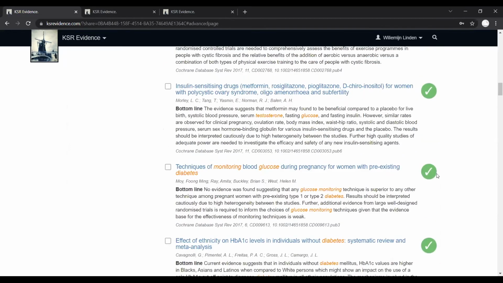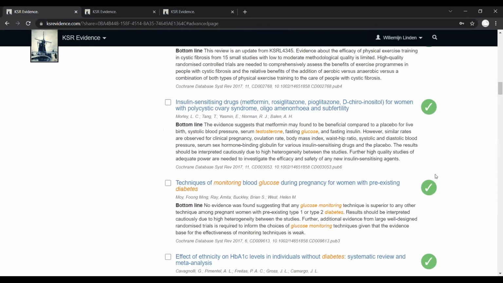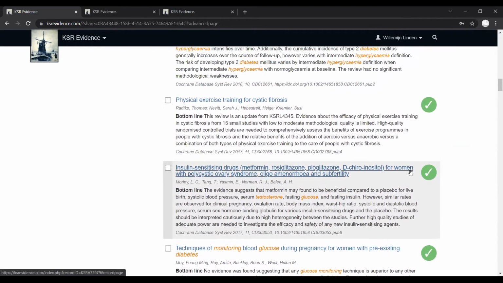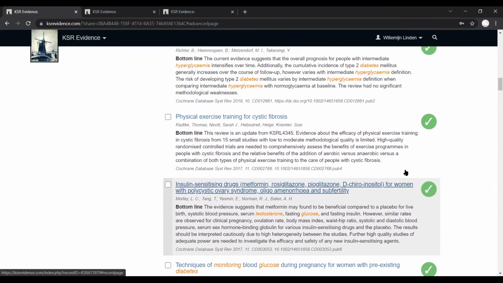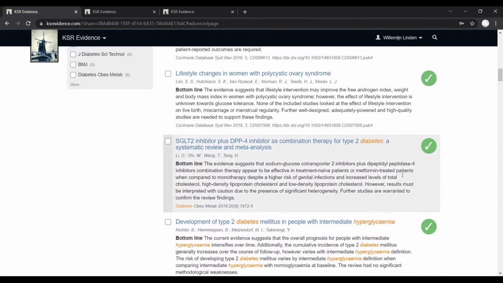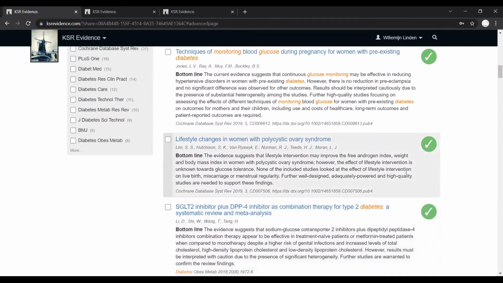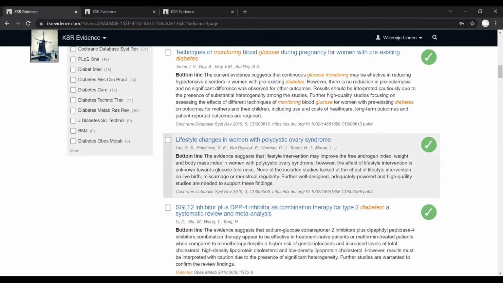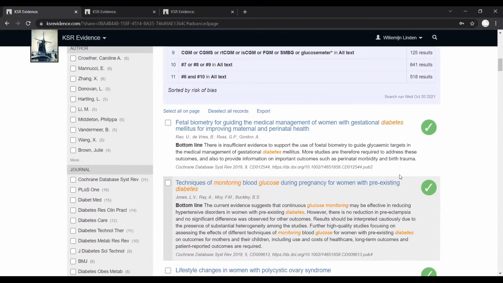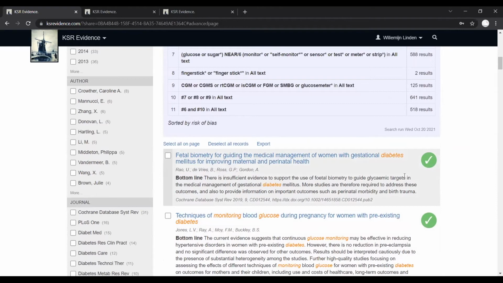Apart from the advanced search interface, another really cool feature of KSR Evidence is that we have put systems in place that allow us to prioritize the appraisal of highly relevant studies. So rather than appraising all systematic reviews, we have implemented a prioritization process where a reviewer screens all newly added systematic reviews and marks them as either priority or not a priority. The priority records then go on to be critically appraised, which allows KSR Evidence to focus on those systematic reviews that are most likely to be of interest to users.